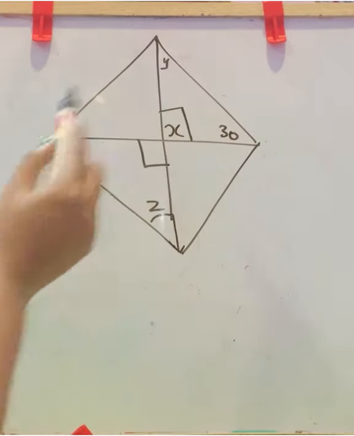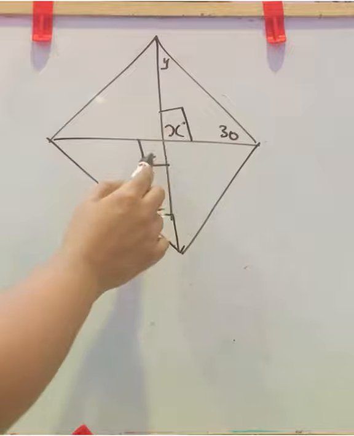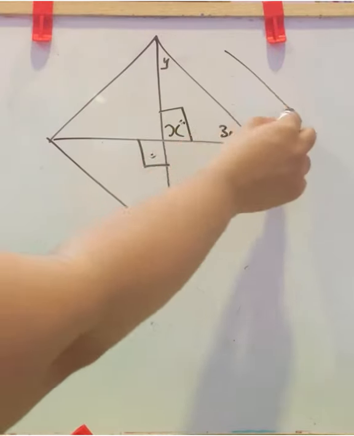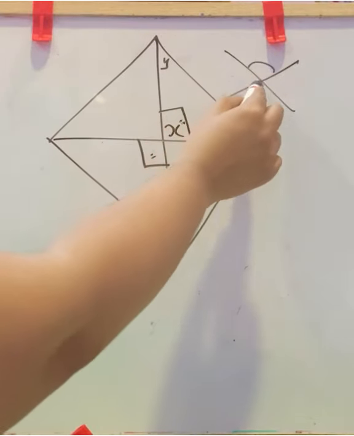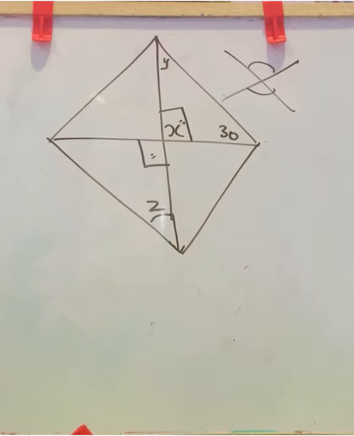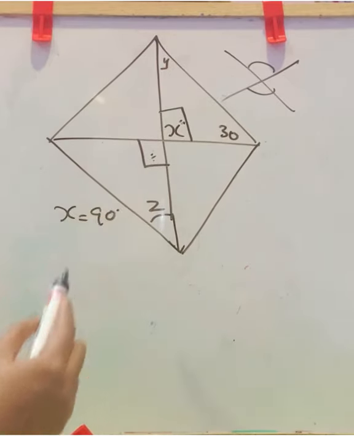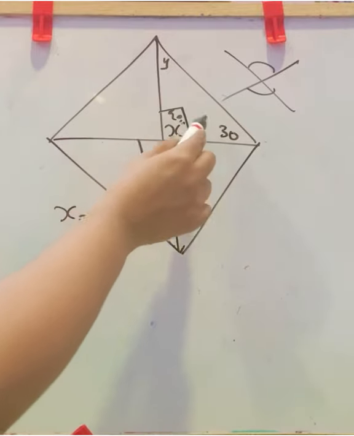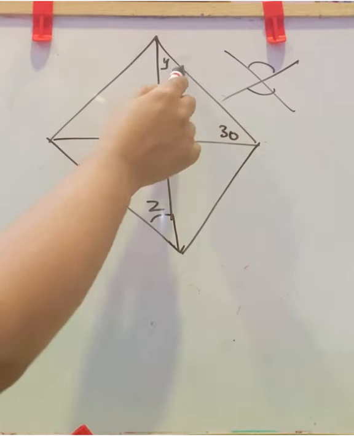So this will also be 90 degrees because they are vertically opposite angles. We know if two lines cross here, these angles are called vertically opposite angles. If this is 90, x is equal to 90. Now here we got 90, here we have 30 and y.